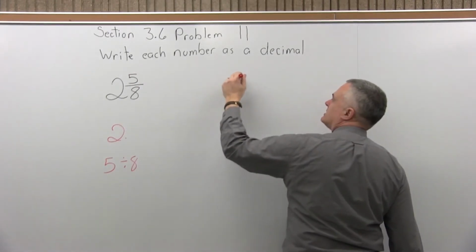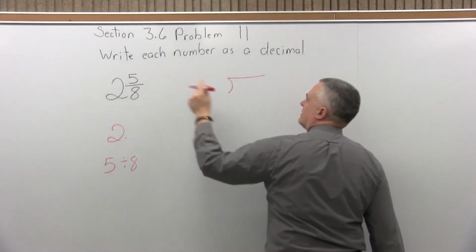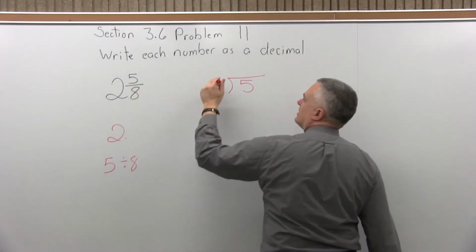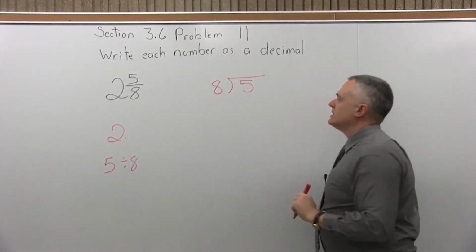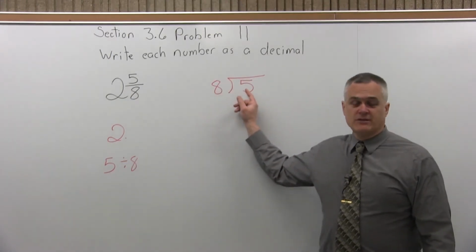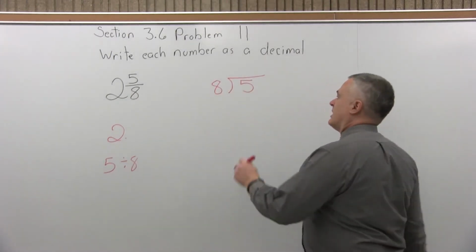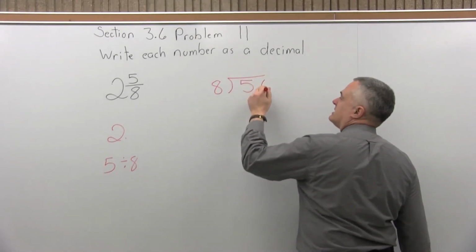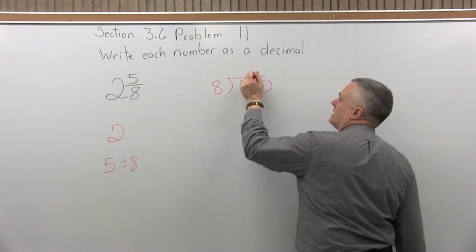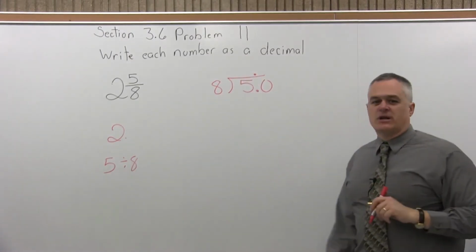So I'll set up my division symbol. The numerator of the fraction goes in the division symbol underneath, and the denominator goes out in front. And you set up that division. Now, you start off, you want to divide 8 into 5. Well, 5 is not big enough. 8 won't fit in. So write the 5 as a 5.0 and treat it as a 50. So that decimal that we put in, you can bring it straight up into the answer.